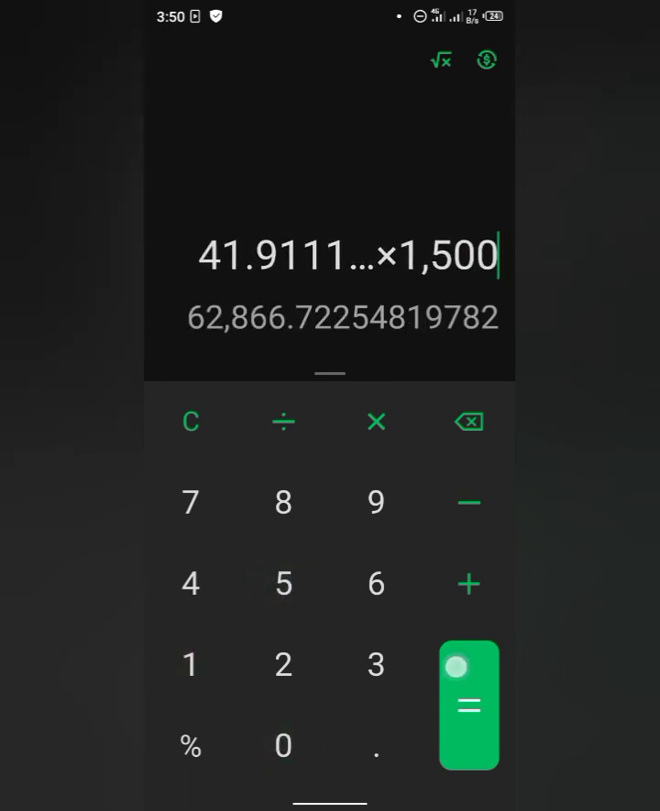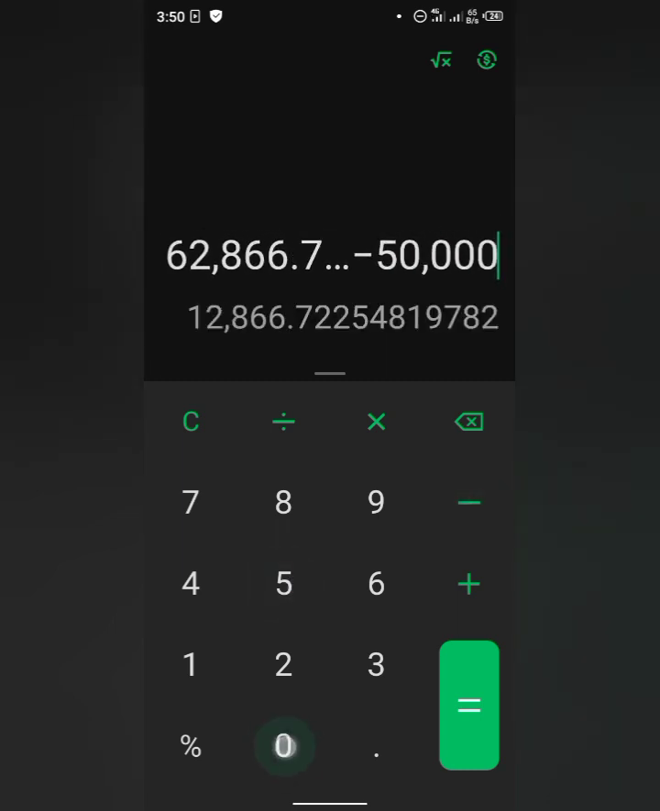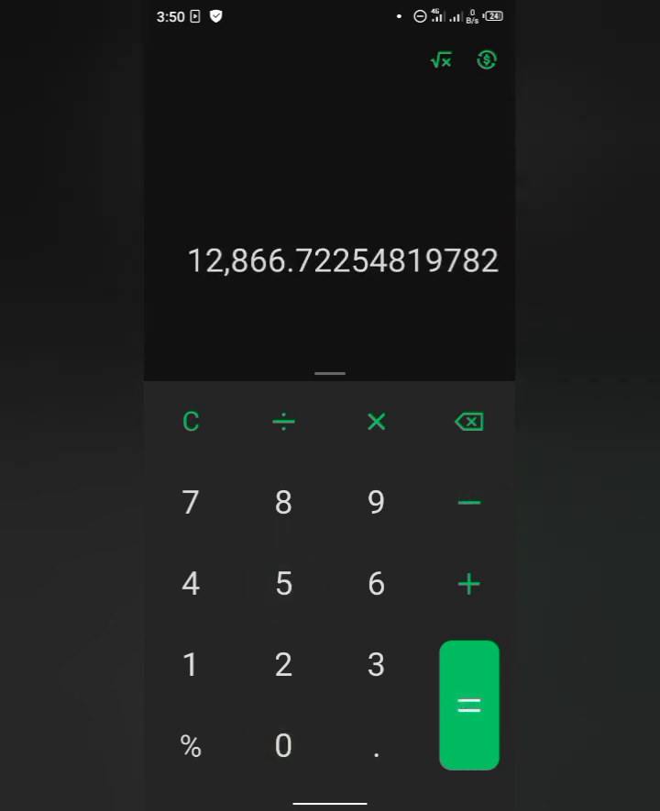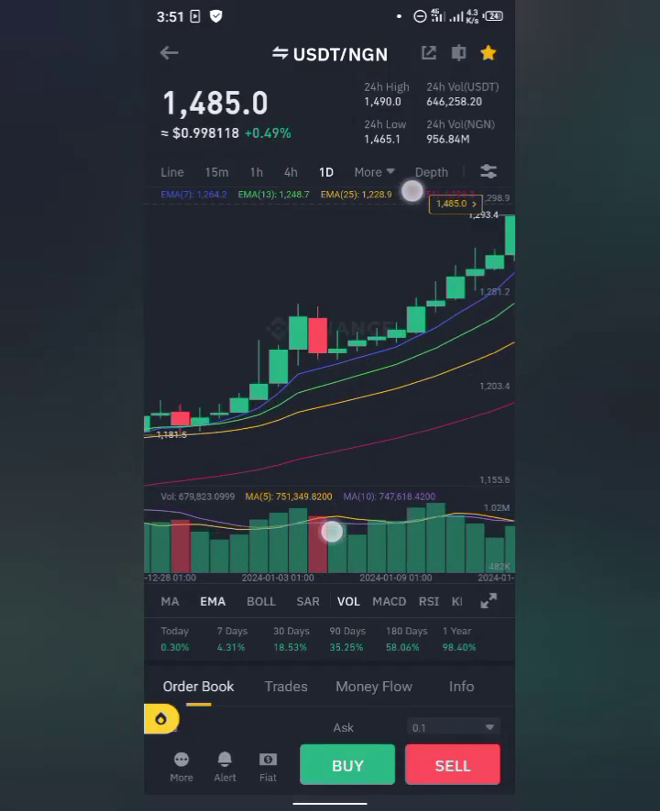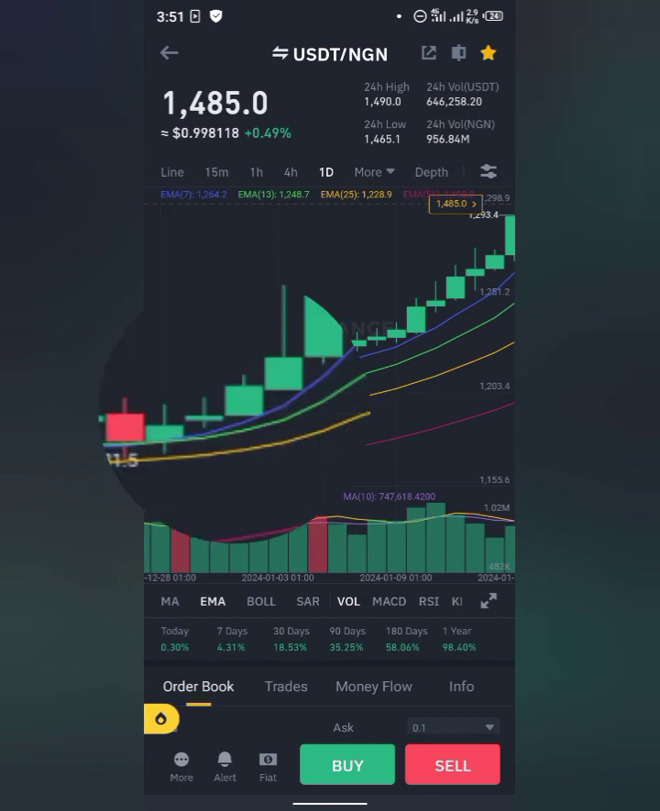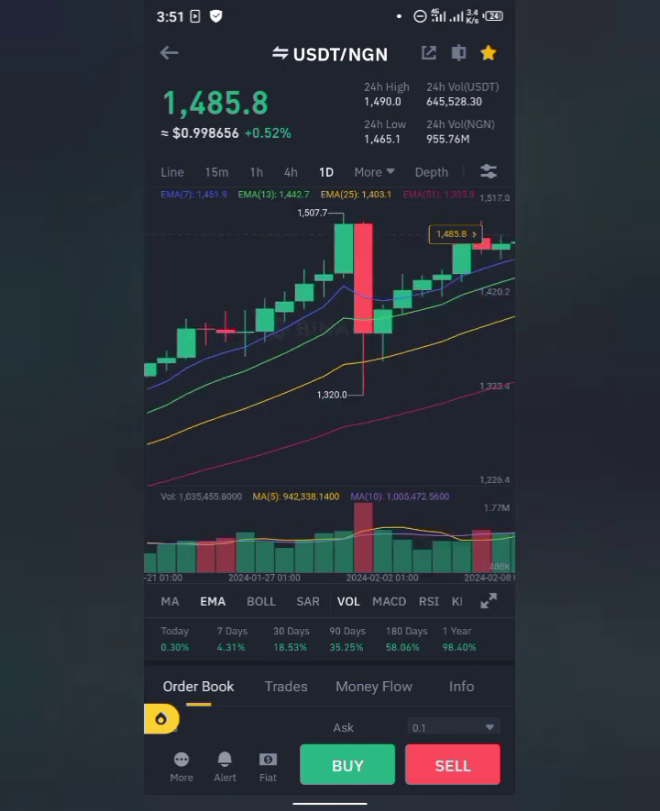You can see that you'll be getting 62,866 naira back when you are selling this. So if you subtract the 50,000 naira that you used to purchase this, you've made about 12,866 naira, guys, by just trading on your spot market. Looking at that chart, if you had bought at this point, when the blue line just crossed above other colors, you can see that you would have made a lot of profit.